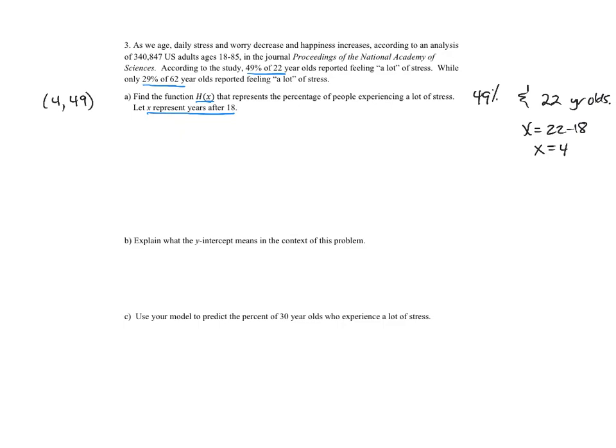Okay, so then let's look for our second data point. Here we've got 29% of 62-year-olds. So 29%, and it's 62 years old, so x would be years after 18. In this one, x is 44. So there's our second data point: when x is 44, our output is 29% of those people feel a lot of stress. So now if we're trying to write a function for this, we need to take the steps of writing an equation of a line. Number one, find slope.